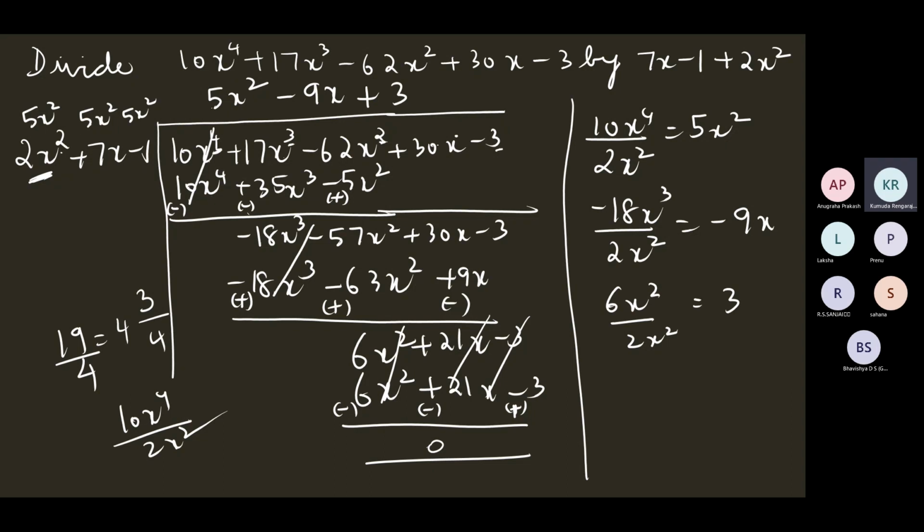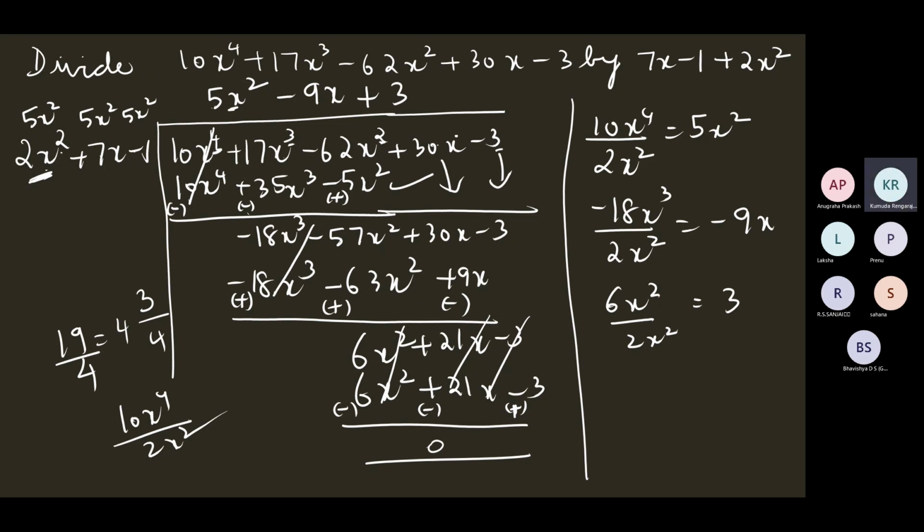Then 5x squared into plus 7x is plus 35x cubed. Then 5x squared into minus 1 is minus 5x squared. So like that, you should multiply this 5x squared with every term of the divisor and write the result here. After that, change the signs. The first terms will get cancelled. Then simplify the remaining terms and bring them down. Also bring down the remaining terms, plus 30x and minus 3, which are not used.